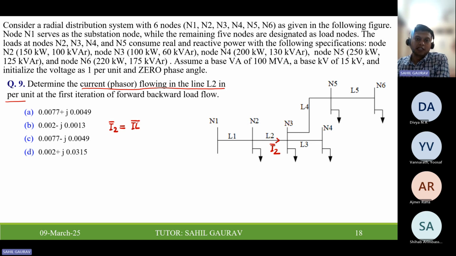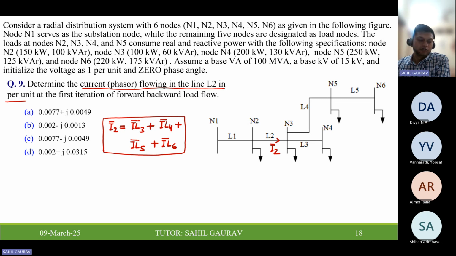So the first one is IL3, the load current at node 3, then IL4, then IL5, and then IL6. So this is the calculation you need to do. I am just providing you all these values and then you tell me the answer.